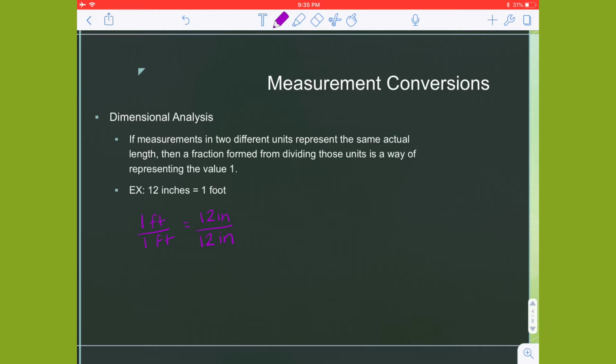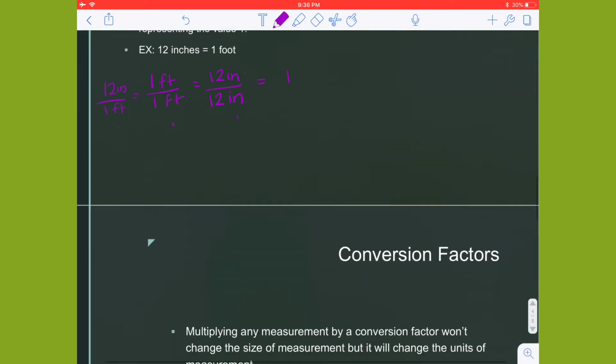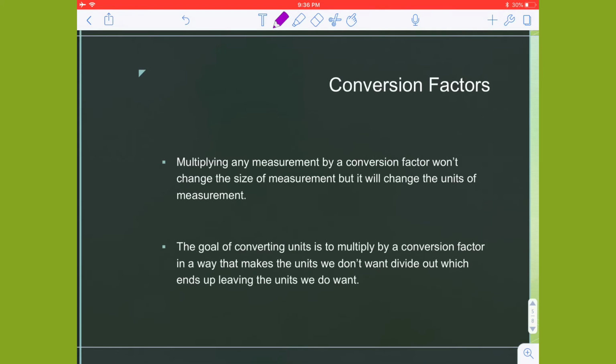Sounds a little weird, but that's refreshing your memory of the idea that when you have the same thing on the top and the same thing on the bottom, that's equal to 1, right? And what this is saying here is, if I know that there's 1 foot and 1 foot and 12 inches and 12 inches, and I know that 12 inches is equal to 1 foot, then all of these fractions are all equivalent to one another and actually equal the value 1. Okay, so not anything too crazy there, but just wanted to make sure that was clear. So conversion factors.